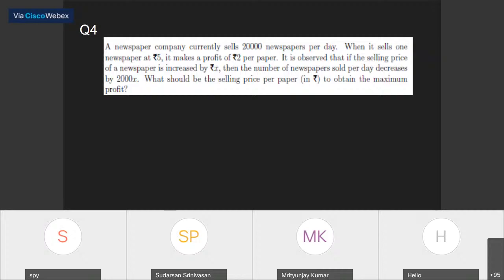So that's the question. The clue is: first see what is profit. Try to write an equation for profit and then see how you can maximize this profit.